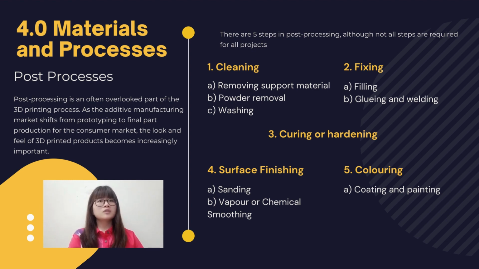As the additive manufacturing market shifts from prototyping to final parts production for the consumer market, the look and feel of 3D printed products becomes increasingly important. There are also 5 steps in post-processing, although not all steps are required for all objects. First is cleaning, by removing support material, powder removal, and washing. Second is fixing, like filling or gluing and welding. Third is curing or hardening by baking the model after printing it, to enhance the mechanical properties of the material. Fourth is finishing the surface through sanding and vaporing or chemical smoothing. Lastly is coloring the model by coating and painting.